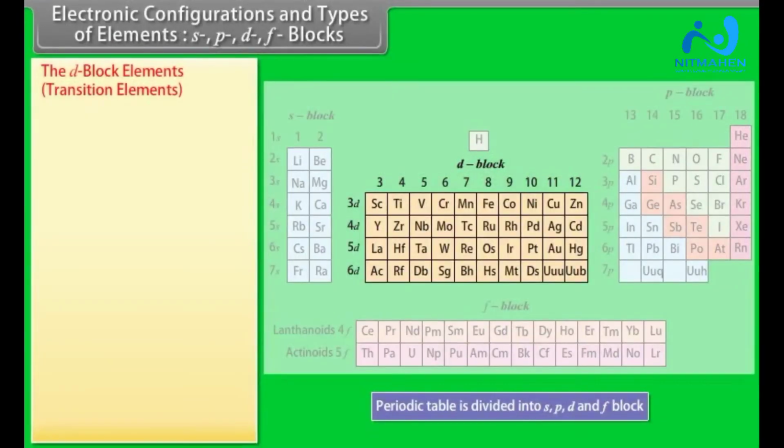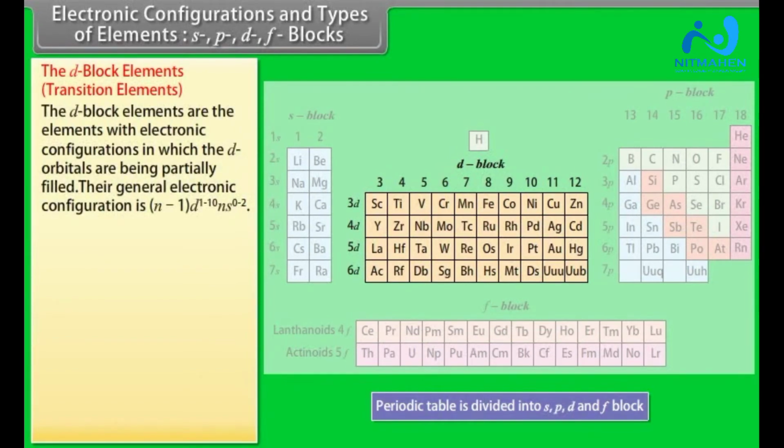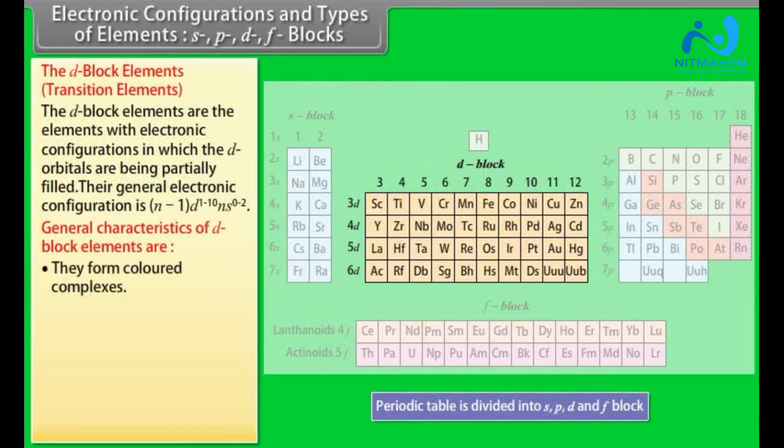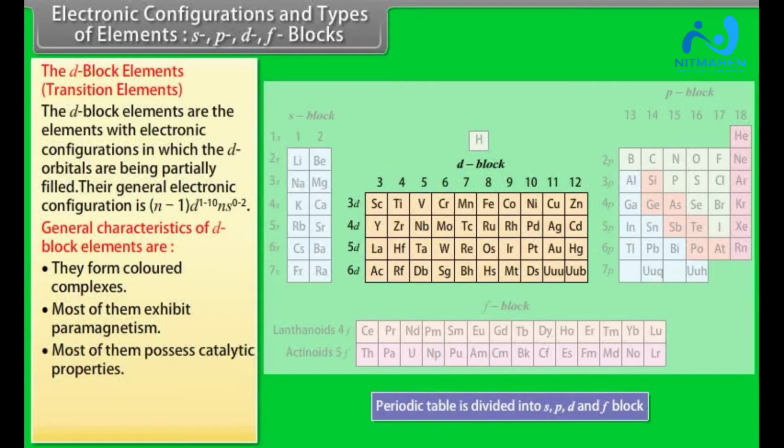The D block elements, transition elements. The D block elements are the elements with electronic configurations in which the d orbitals are being partially filled. Their general electronic configuration is general characteristics of D block elements are they form colored complexes. Most of them exhibit paramagnetism. Most of them possess catalytic properties. They form alloy. For example, brass is an alloy of copper and zinc.